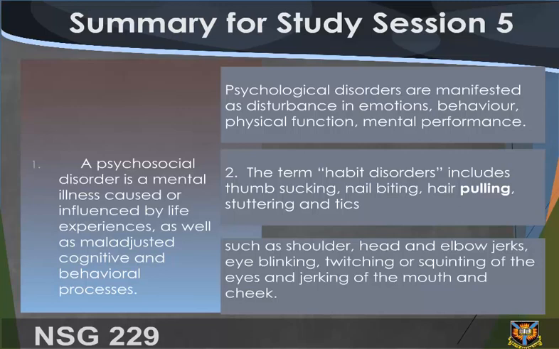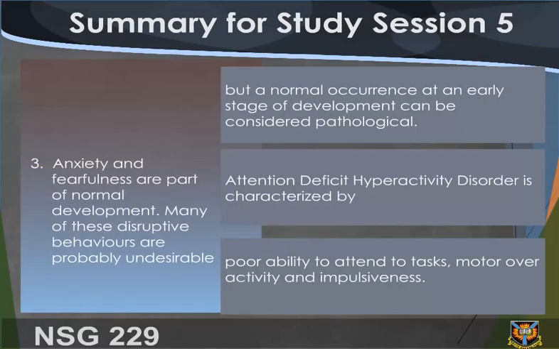Summary. 1. A psychosocial disorder is a mental illness caused or influenced by life experiences as well as maladjusted cognitive and behavioral processes. Psychological disorders are manifested as disturbance in emotions, behavior, physical function, and mental performance. 2. The term habit disorders includes thumb sucking, nail biting, hair pulling, stuttering, and tics, such as shoulder, head, and elbow jerks, eye blinking, twitching or squinting of the eyes, and jerking of the mouth and cheek. 3. Anxiety and fearfulness are part of normal development.